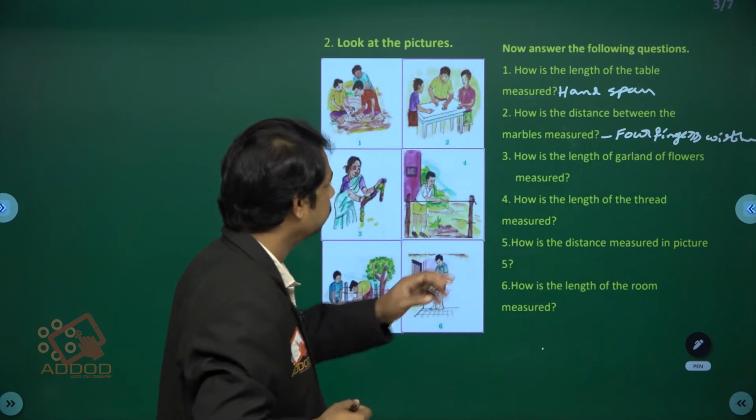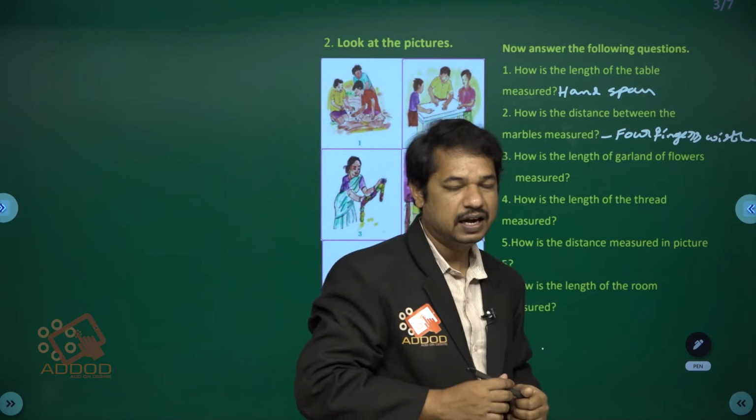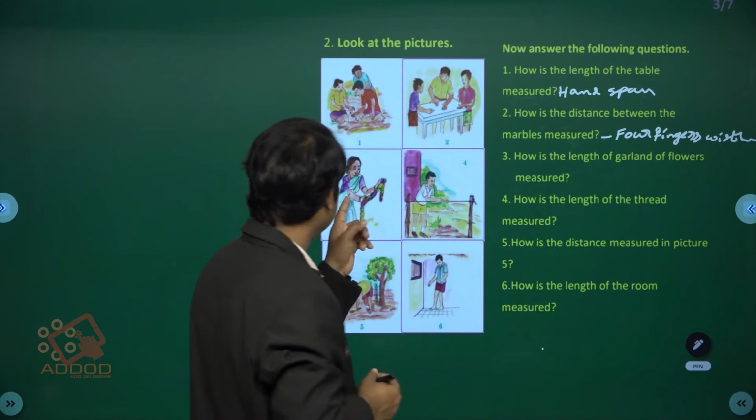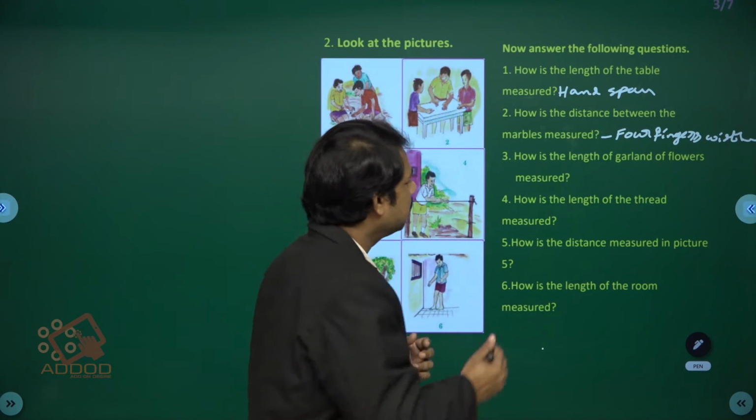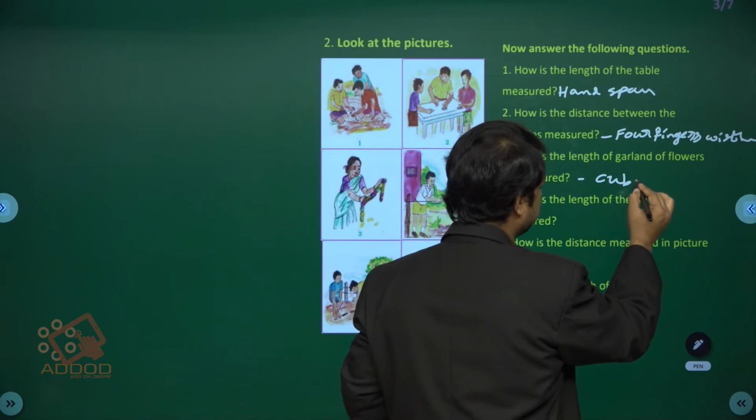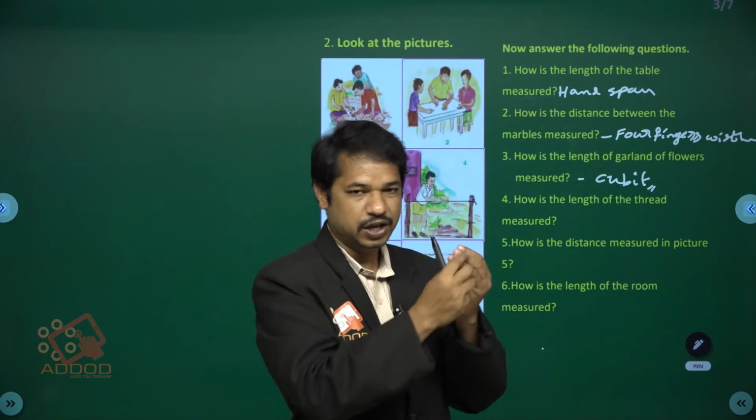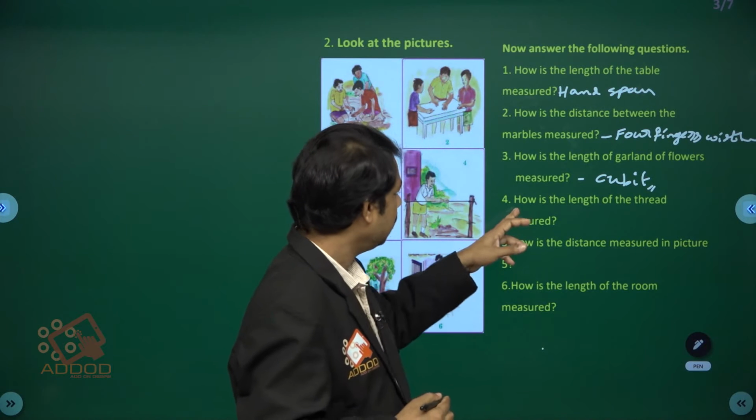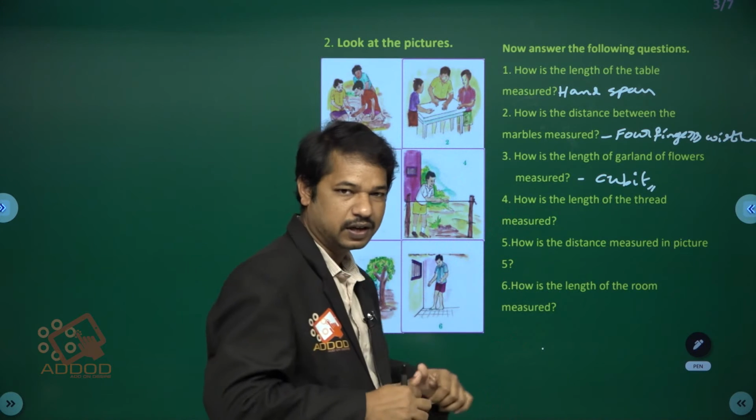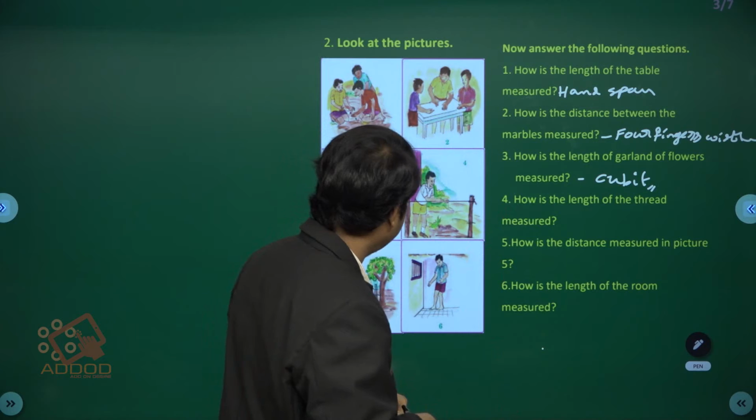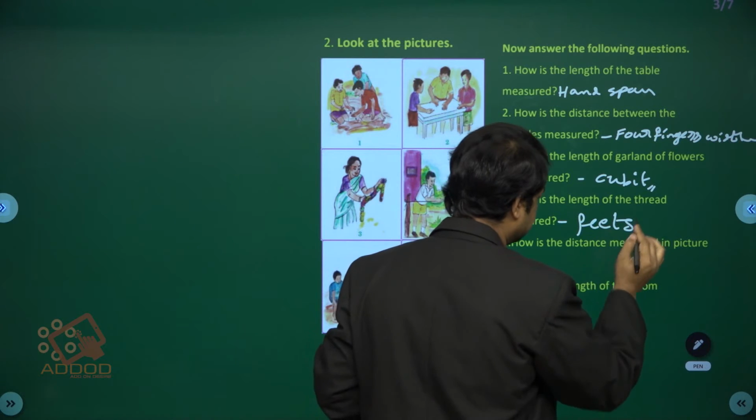Okay, next. How is the length of the garland of flowers measured? See children, what is this? Cubit. Okay, garland of flowers, how to measure? Cubit. Okay, how is the length of the thread measured? Okay, hand. That means feet.